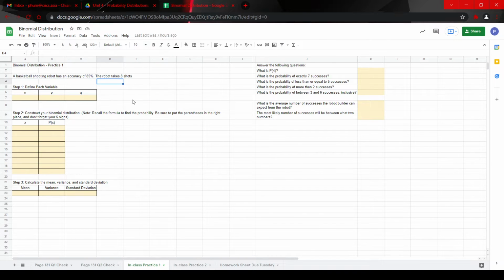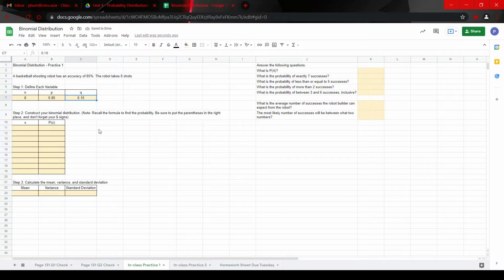So this is about the basketball shooting robot that has an accuracy of 85%, and the robot takes 8 shots. So again, the first step is defining the variables. In this case, our n is 8 because the robot takes 8 shots. Our success is basically if the robot makes the shot. In this case, it is 0.85. And my Q, the probability of failure, would be 0.15.